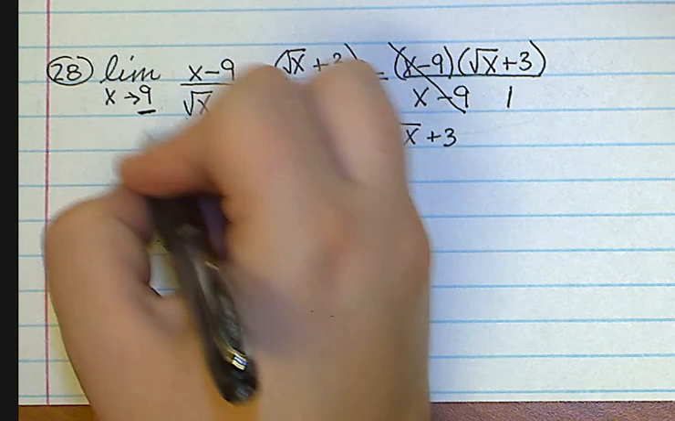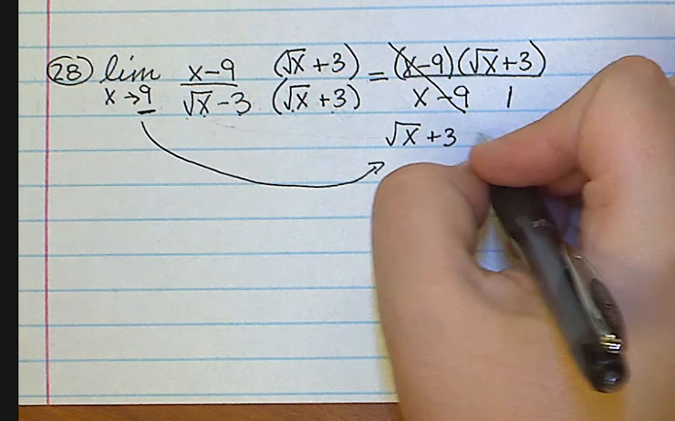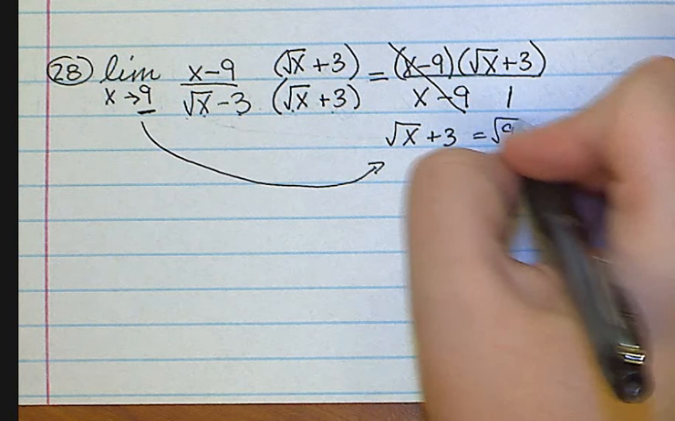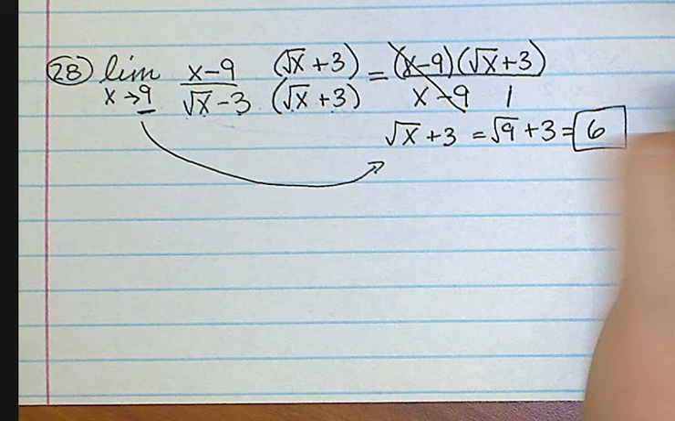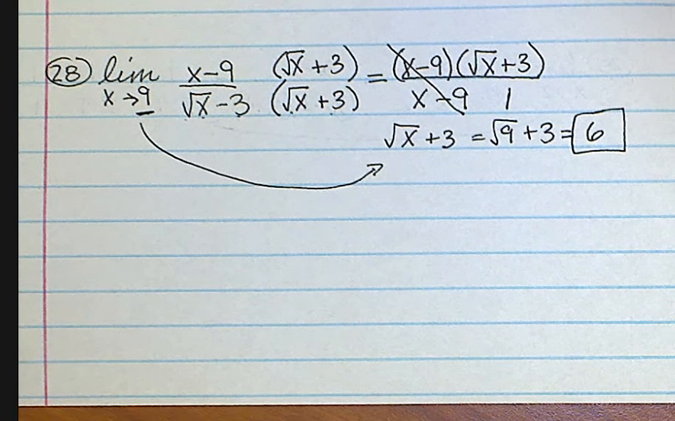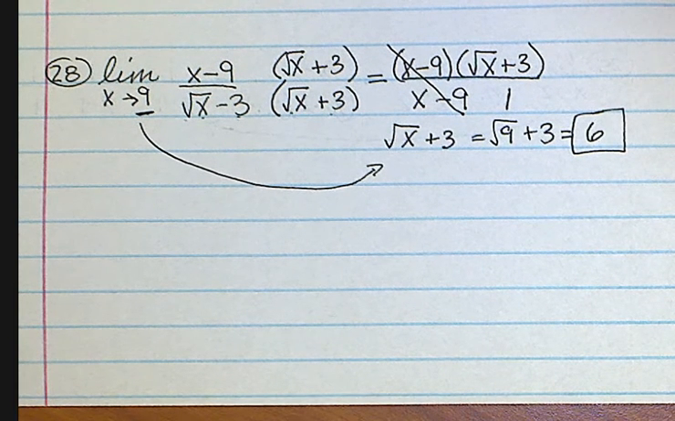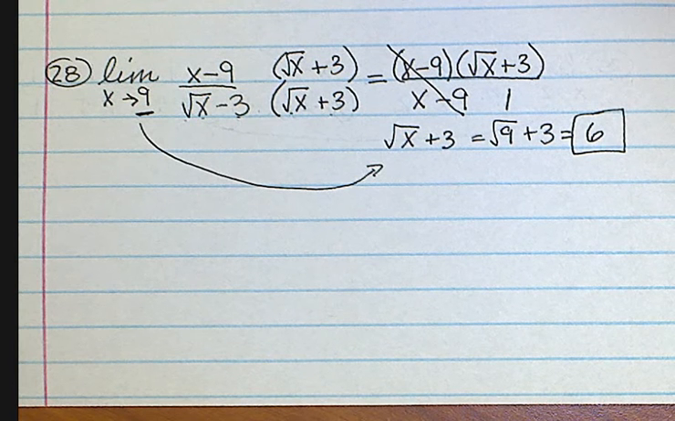X is meant to be 9. So I have square root 9 plus 3, which is 3 plus 3, which is 6. So here I had a square root, so I used my rationalization technique using the conjugate.